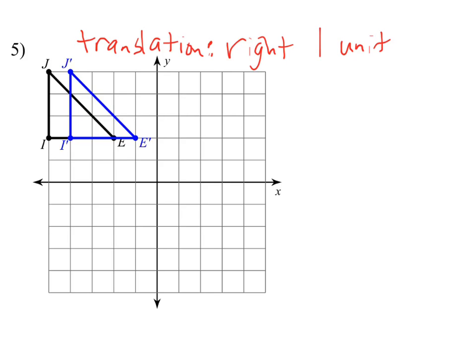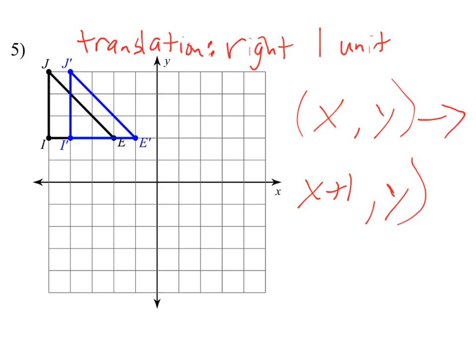And that's the whole thing. And so if you're going to write the function, if you're going to go right 1, all your x's just need to be 1 more than they used to be, so it's going to be x plus 1. All your y's are going to stay the same, so you just write y, and there's your function.